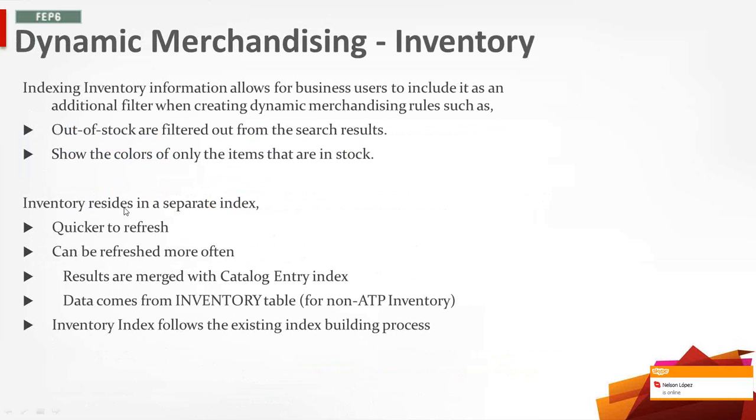And then the inventory index is a separate index, and that allows for a quicker refresh time, and allows the refresh to occur more often. So typically the catalog refresh can happen from an hour to a day, 24 hours, but the inventory index we can run every 5 to 10 minutes, with a 5 to 10 minute interval.